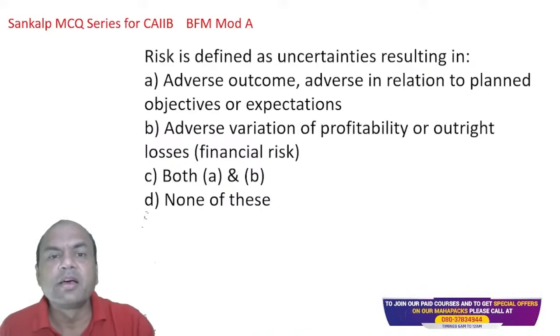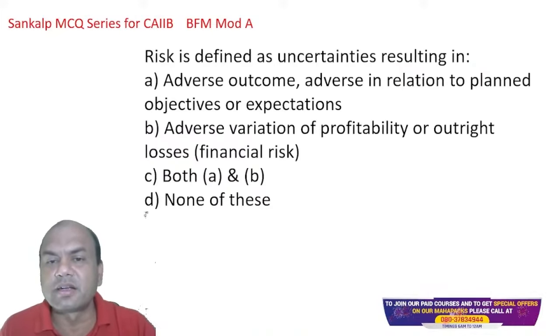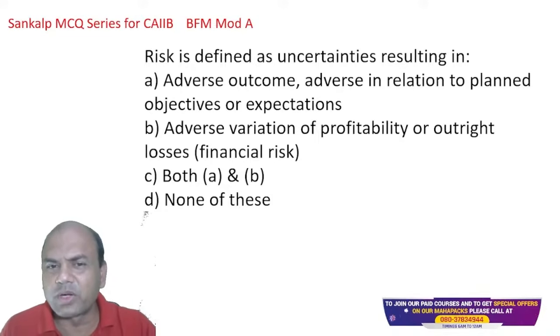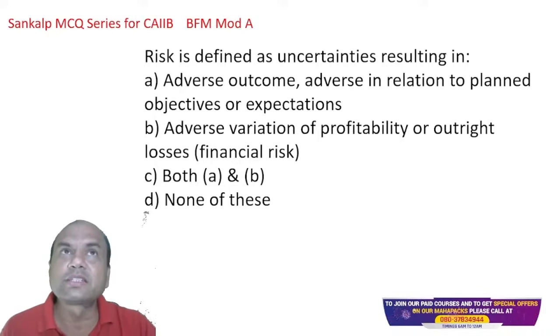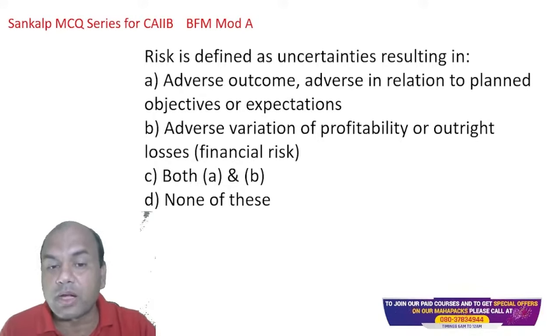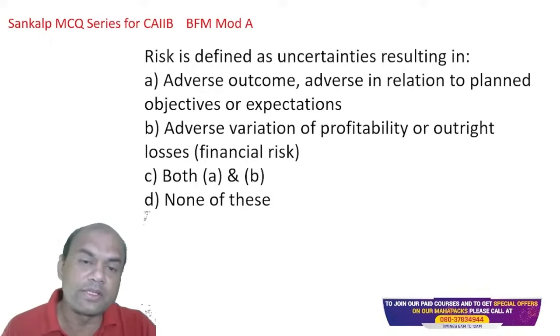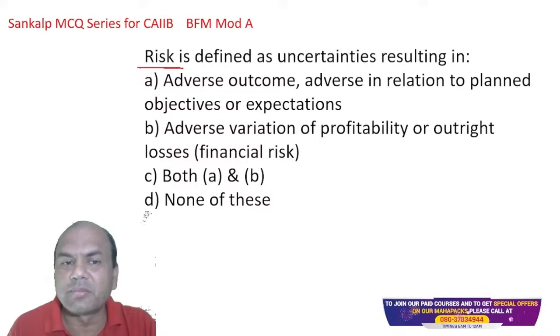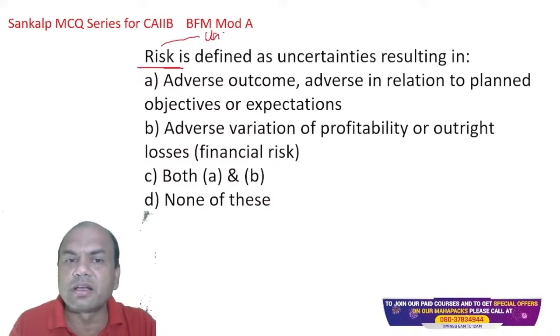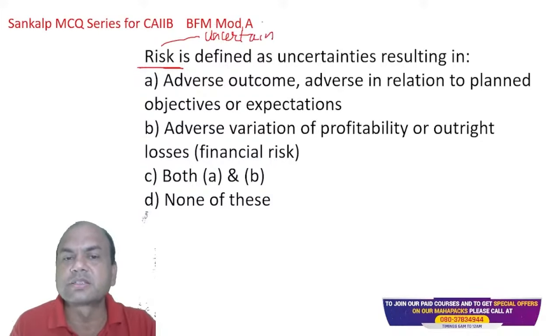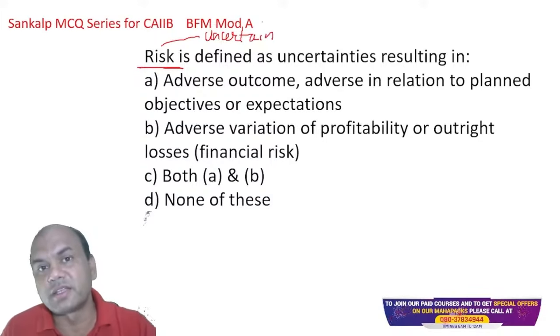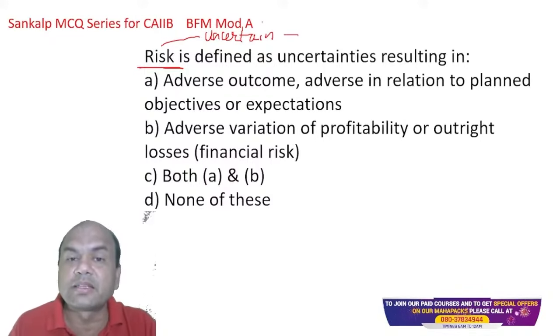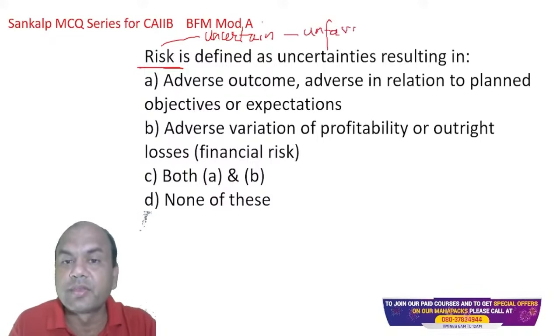Risk is defined as uncertainties resulting in adverse outcome, adverse in relation to the planned objective or expectations. Now this is simple. Options: adverse variation of profitability, outright losses, both A and B, or none of these. Risk means uncertainty. That is known as risk. But uncertain in what direction? In your unfavorable direction. Anything in your unfavorable direction is a risk.